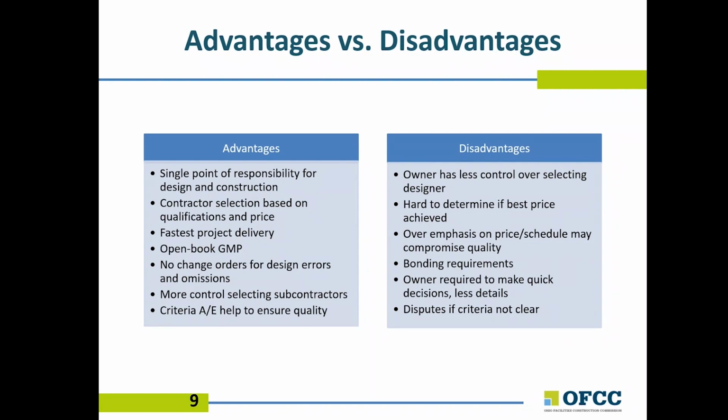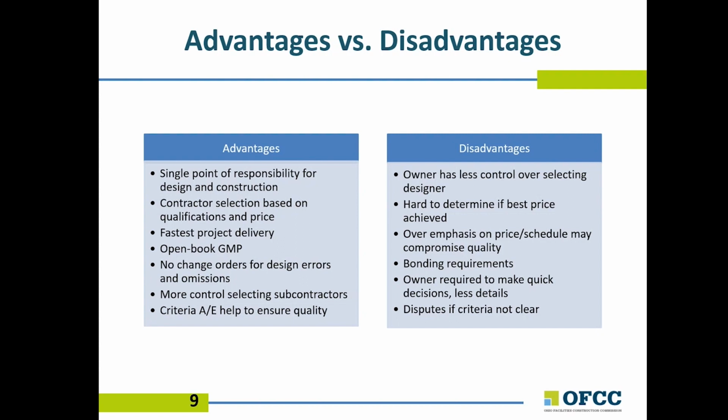A disadvantage of design build is that the owner has less control in selecting the design professional, since the architect engineer of record and builder propose together as a team. It is also hard to determine if best price has been achieved in comparison to public bidding, that is, within general contracting or multiple prime delivery methods. There's an increase in contingency for the design builder to assume risk, but at least it is transparent within an open book GMP. Design builders' overemphasis on price or schedule may impact quality.